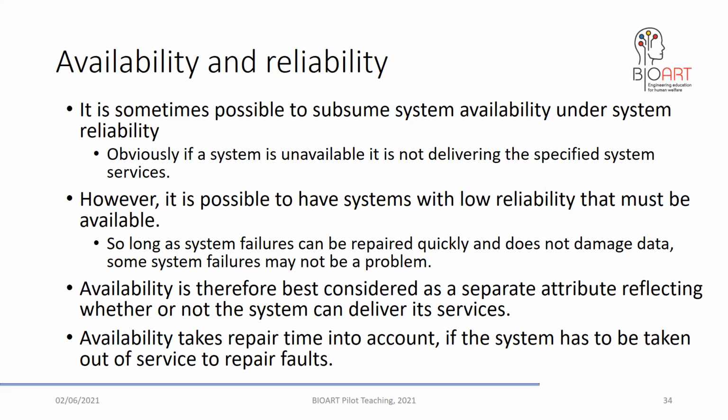It is possible to subsume system availability under system reliability, as if system is unavailable, it can't deliver the specified services of the system. But from the other side, systems with low reliability could be available. That's why these terms do not replace each other, and that's why availability is better to consider as separate attributes.